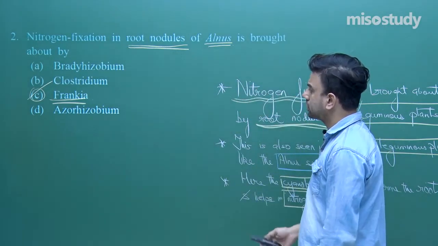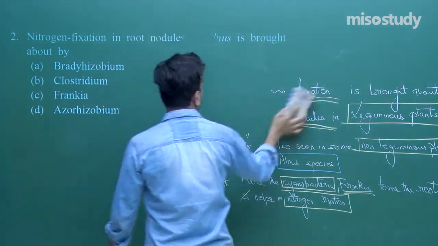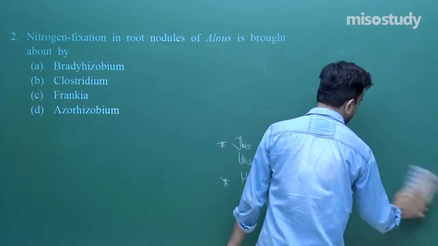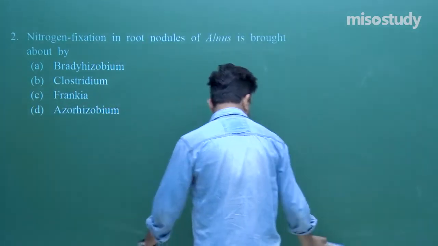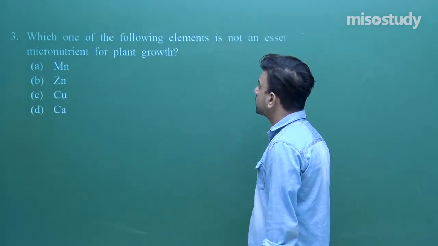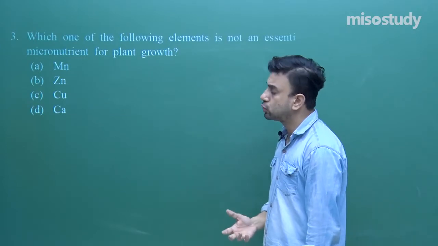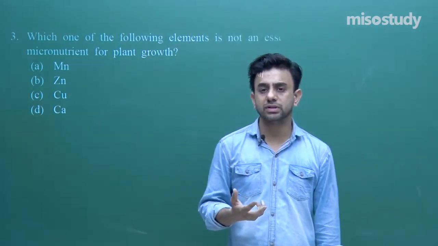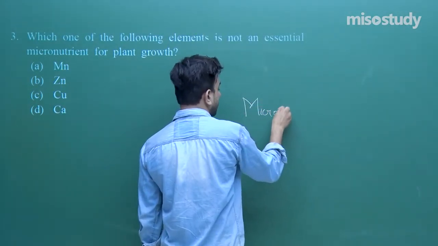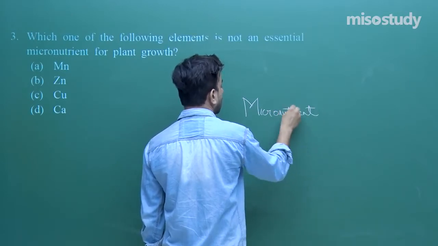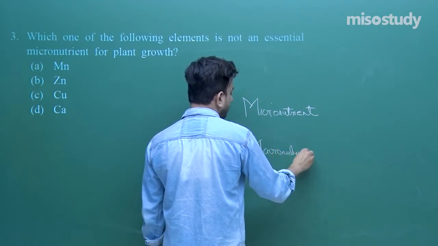Now we will move on to the next question. Which one of the following elements is not an essential micronutrient for plant growth? We all know that essential nutrients can be divided into the micronutrients or microelements and the macronutrients. The micronutrients are required in less amounts, and the macronutrients are required in more amounts.